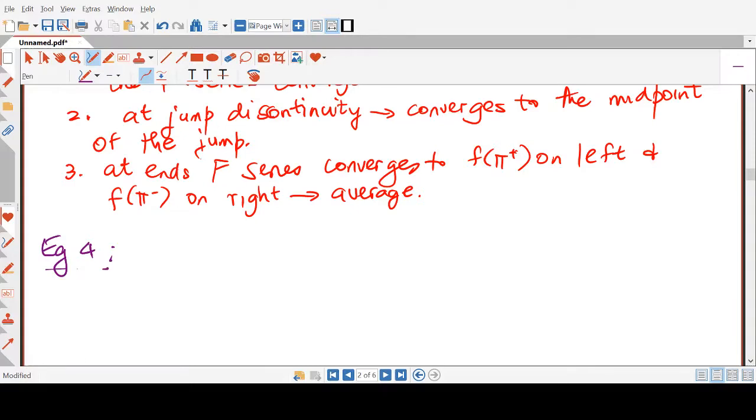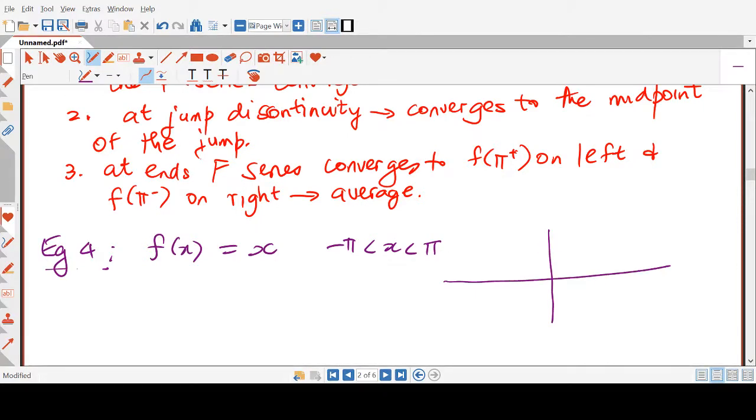Example 4. So I first dealt with the functions y equals 1 and y equals 2, those two simple straight lines. Now let me take a function f of x equals x. Slightly harder function, but it's the straight line y equals x confined between minus pi to pi. If you want to see a picture of it, from minus pi to plus pi, it is that line there.